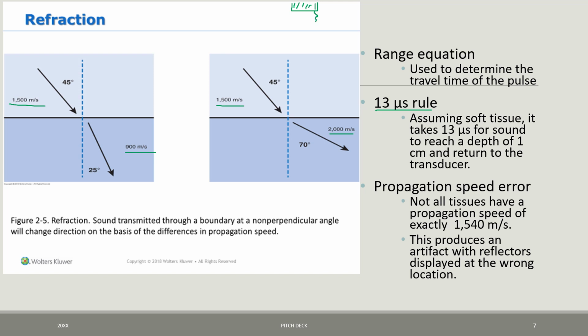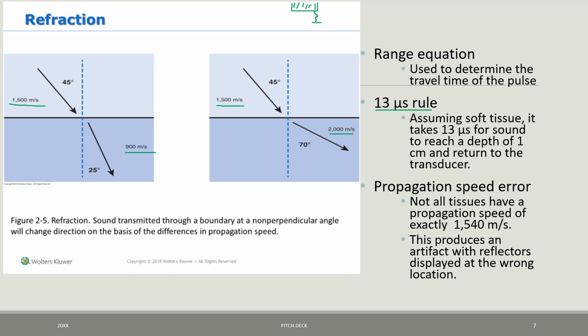So if my sound travels 1 centimeter, it would take about 6.5 microseconds to get 1 centimeter into the tissue, another 6.5 microseconds to get back, and if we add up those two 6.5s, we get 13 microseconds, and that's where we get our 13 microsecond rule. That helps us with our range equation, and it helps our system understand the depth at which echoes are coming from, so it can write those echoes appropriately on our display.